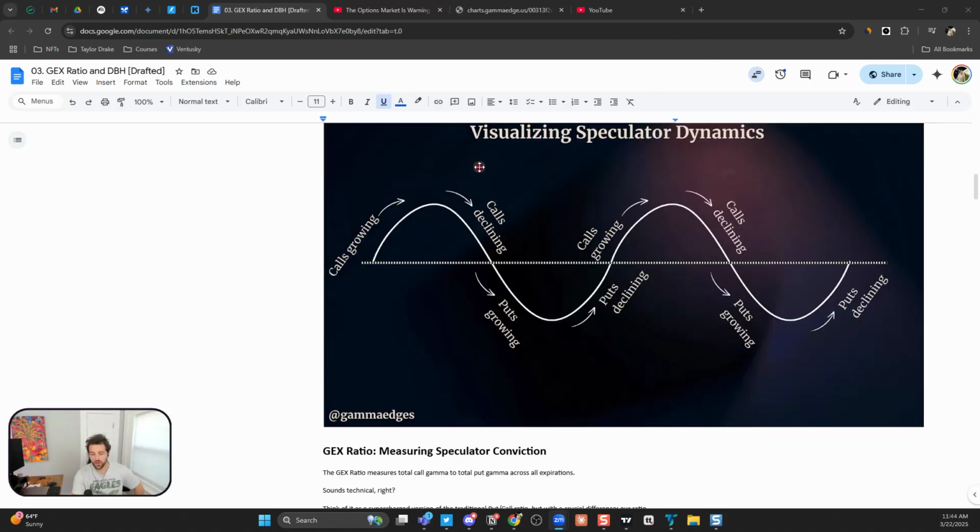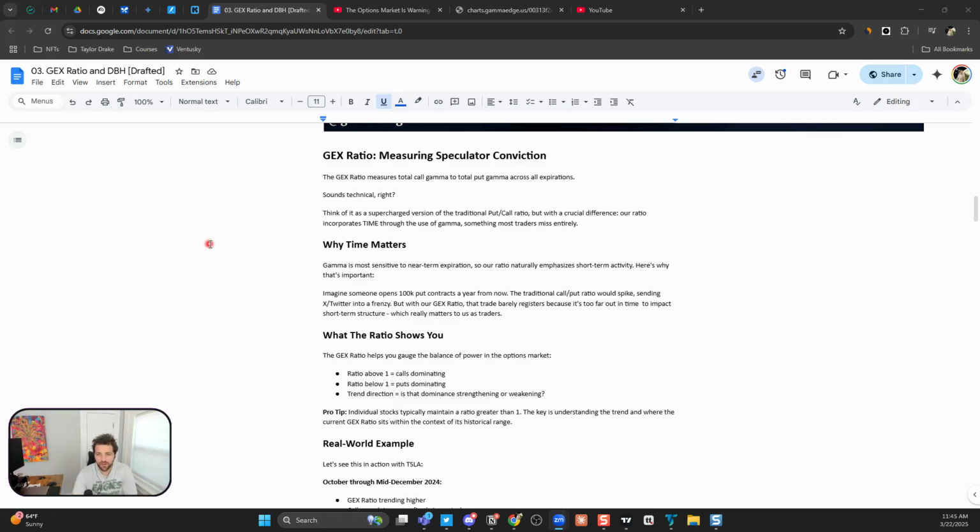And so with that, there are two specific tools that we have developed at GammaEdge to help us understand these market dynamics occurring under the hood, and those are called the GEX ratio and the delta balance command. Let's get into both. So the GEX ratio is simply a measurement of total call gamma in the complex divided by total put gamma in the complex. And when I say complex, I mean all expirations within the option structure. So whether you're looking at SPX or Apple, you can run this ratio.